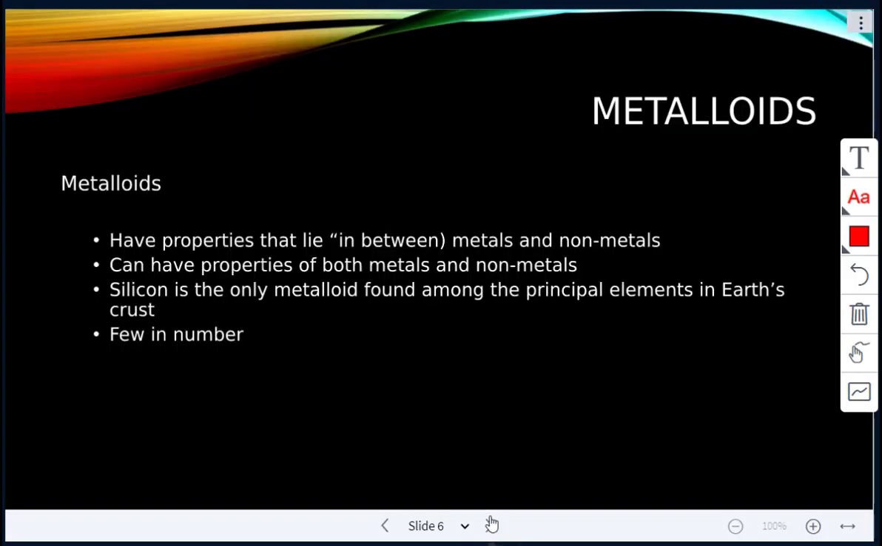And then we have the metalloids. These are in between metals and nonmetals. So their properties are going to be in between metals and nonmetals. They can have properties of both metals and nonmetals. For example, silicon is the only metalloid found among the principal elements in Earth's crust, and there are only a few metalloids.